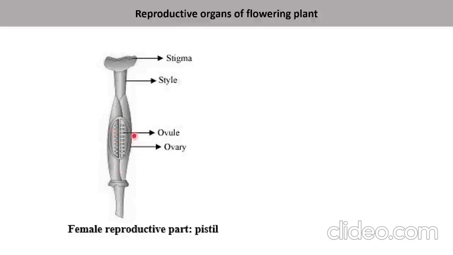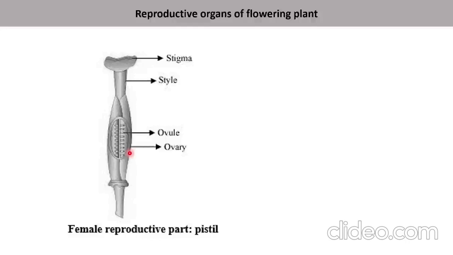Now, when you cut this ovary, you will see that when you take different kinds of flowers, the ovary arrangement varies. The way those ovules are arranged varies in different kinds of ovaries, on the basis of which the flowers can be differentiated. Now, why is the ovary important?